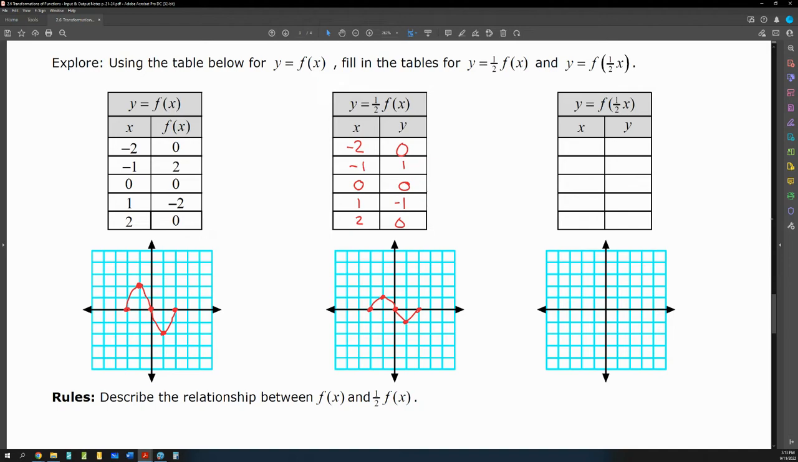And finally, y equals f of 1/2 x. Again, we have to ask ourselves what our x input should be. So what number times 1/2 gives us -2? The answer is -4. What number, or what half of what number gives us -1? The answer, -2. We have 0, 2, and 4. Our function outputs are unaffected, so we still have 0, 2, 0, -2, and 0. So let's go ahead and graph this. We have -4, 0, -2, 2, 0, 0, 2, -2, and then 4, 0.